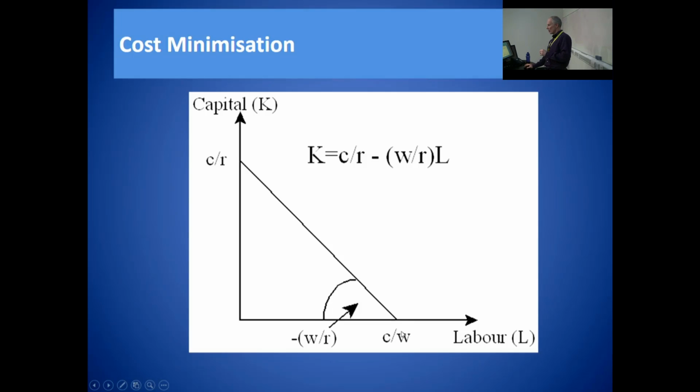So there, we've got cost divided by the price of capital. We've got cost divided by the price of labour. And what's the slope of that isocost line? It's minus, so it slopes downwards from left to right, W over R. That is the ratio of the price of labour to the price of capital.